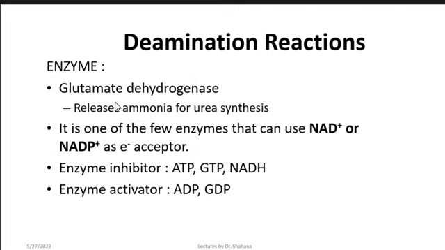Another enzyme is glutamate dehydrogenase, which releases ammonia for urea synthesis. It is one of the few enzymes that can use both NAD and NADP, and for it we have various enzyme inhibitors and various enzyme activators that either inhibit or activate this enzyme.